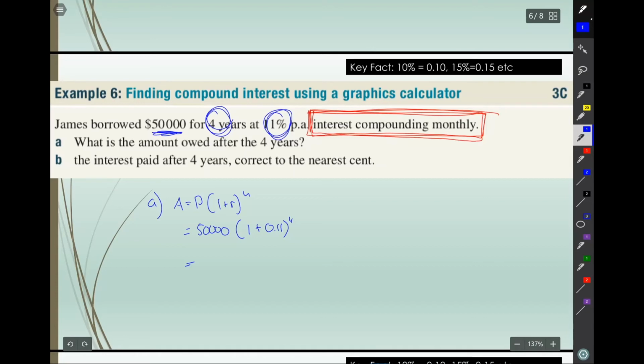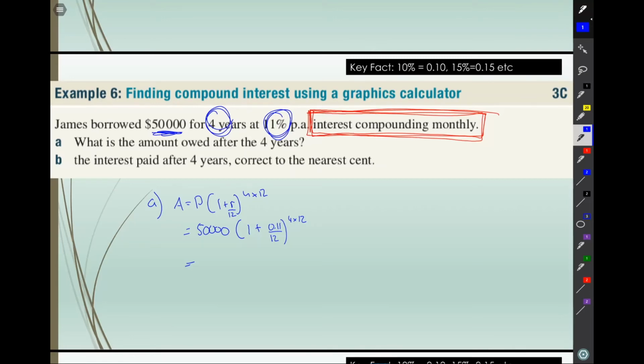Remember back when we were dealing with simple interest, when we had a different time period that wasn't in years, we just converted it to be in years. And actually, it works exactly the same way here with the compound interest formula. All we've got to do is add in a times by 12 and divided by 12 here on our rate and our n. So let me change this a little bit. It's now 11% divided by 12, and it's 4 times 12.